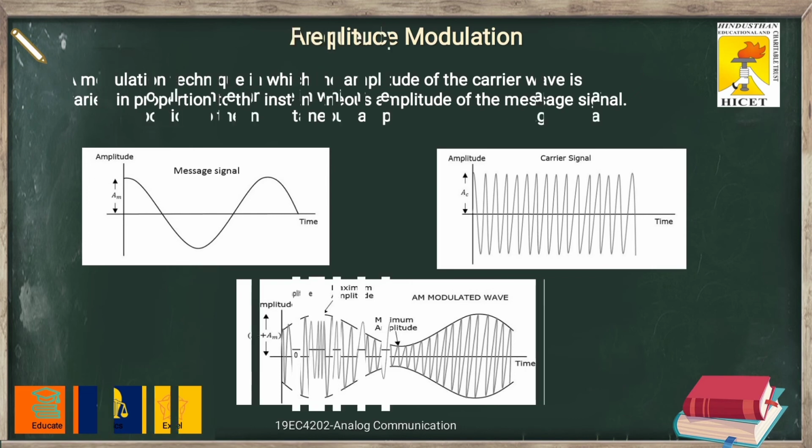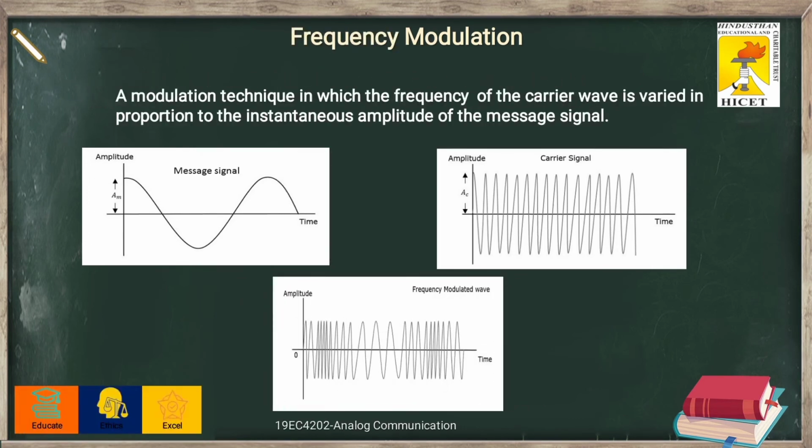Next is frequency modulation. It's a modulation technique in which the frequency of the carrier wave is varied in proportion to the instantaneous amplitude of the message signal. You can see that the carrier signal's frequency is varied according to the amplitude of the message signal. Whenever the amplitude is maximum, the frequency is increased by a value del f, and whenever the amplitude is minimum, the frequency of the carrier signal is decreased by a value del f.